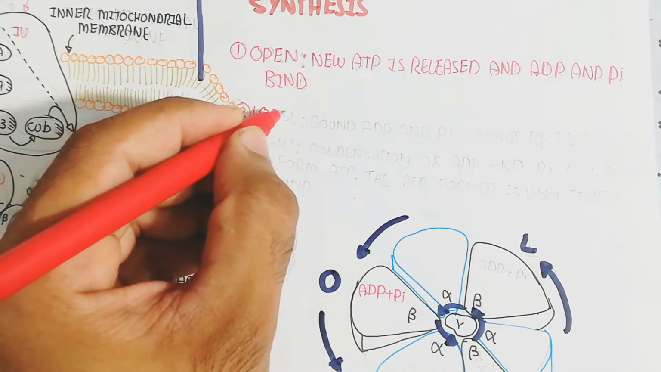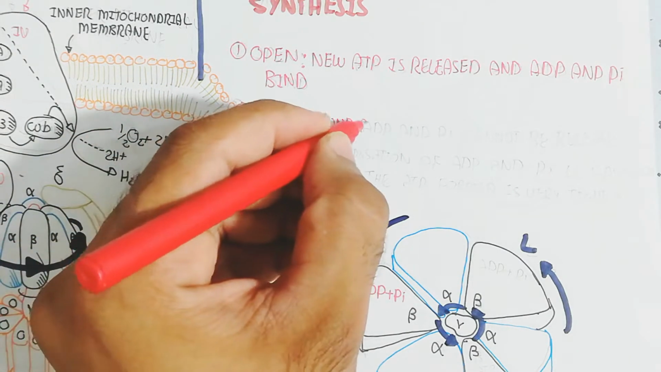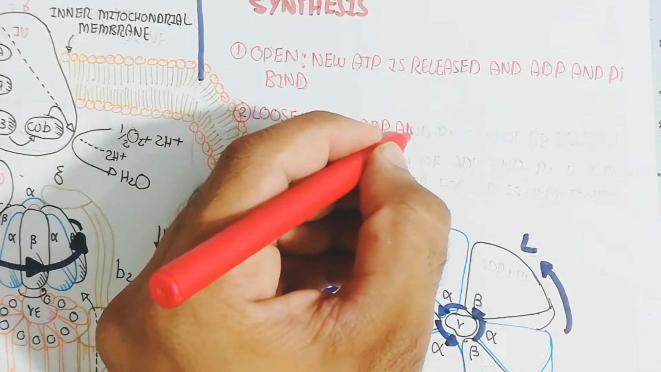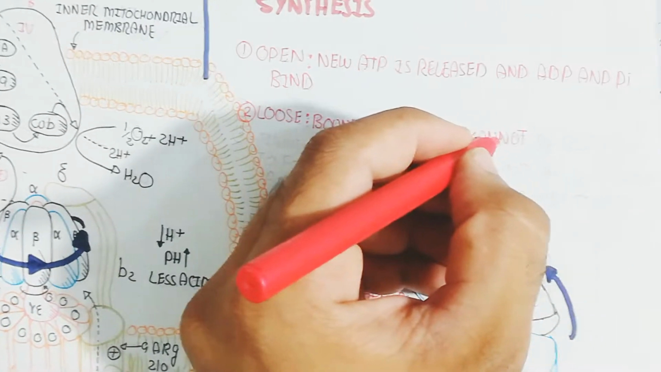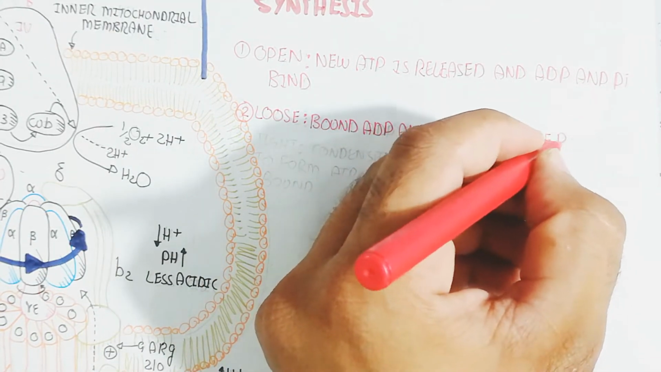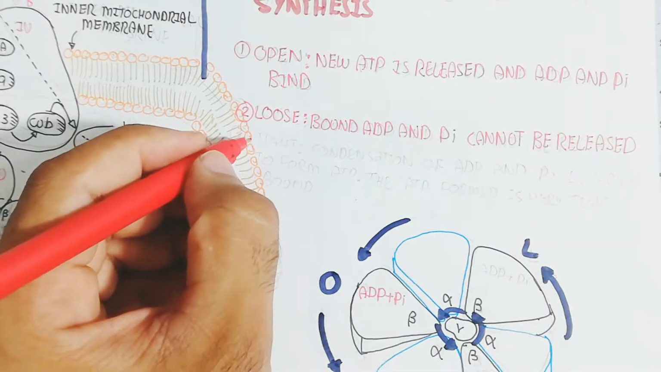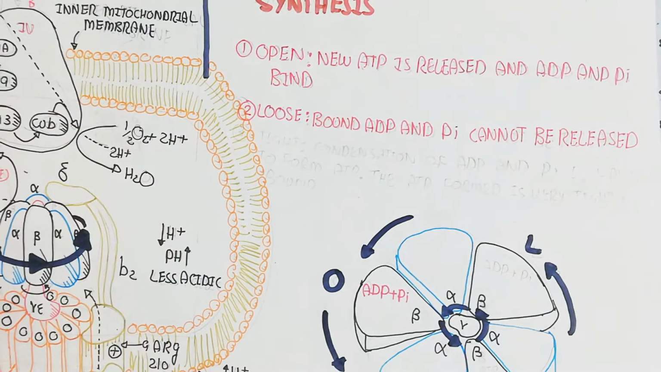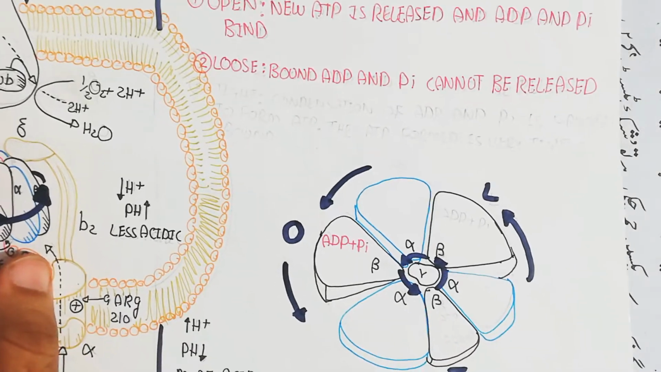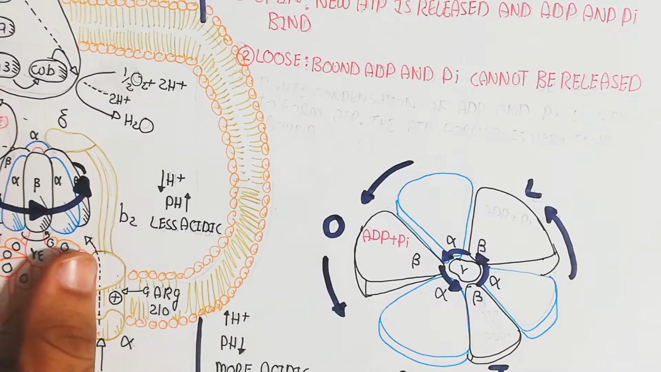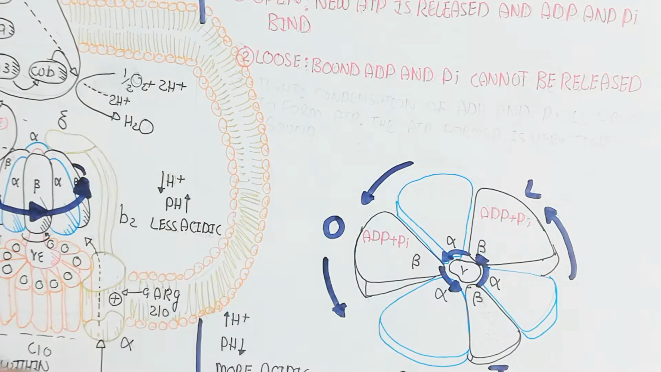After this comes the loose state. This is step 2, in which the bound ADP and inorganic phosphate cannot be released because they are attached. Remember, it cannot be released in the loose stage, step 2. After step 2, step 3 is involved. This is the tight state, and tight means the condensation of ADP and inorganic phosphate is favored to form ATP.